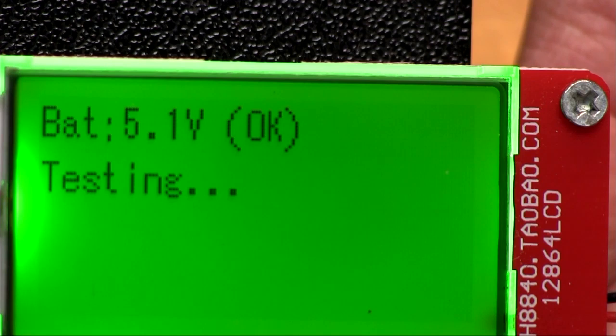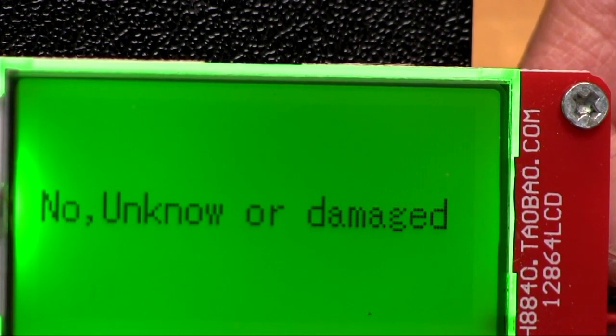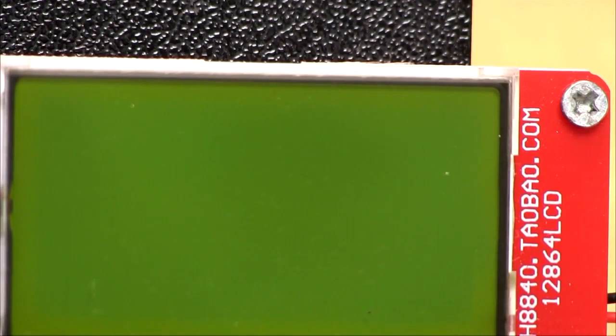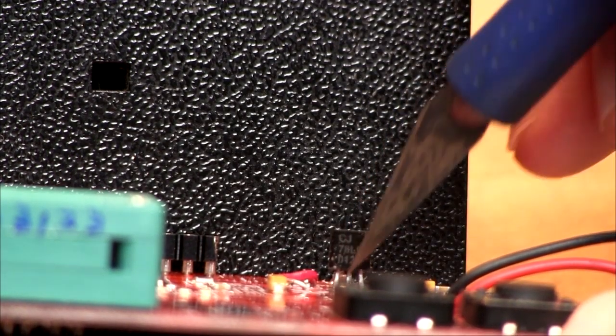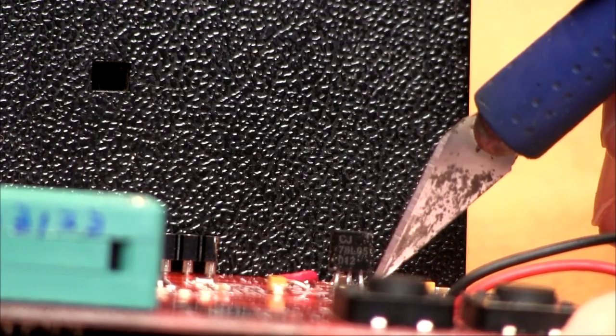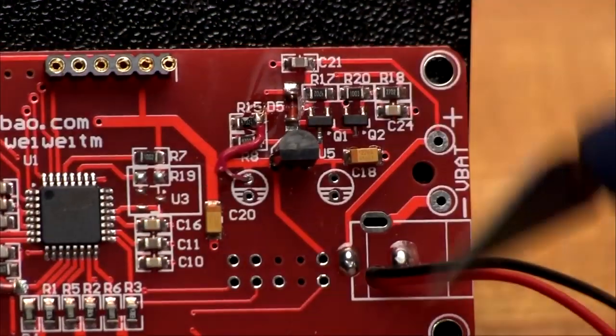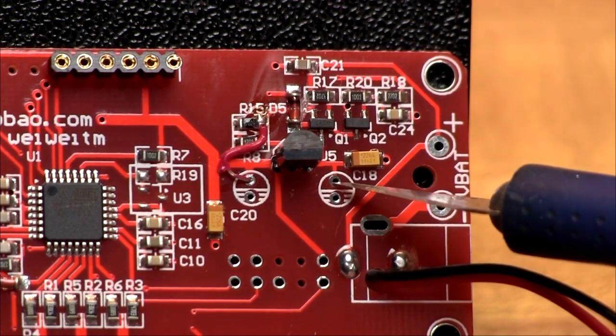Hmm, 5.1 volts. I would say no. No, it says an unknown or damaged component, not the unit here. So let's see what we got wrong. The voltage regulator is a 78L05, and I just assumed that pin 1 was the input to it. Well, that's wrong. Pin 3 here is actually the input. So what I'll need to do is just move my jumper wire from here over to this spot.